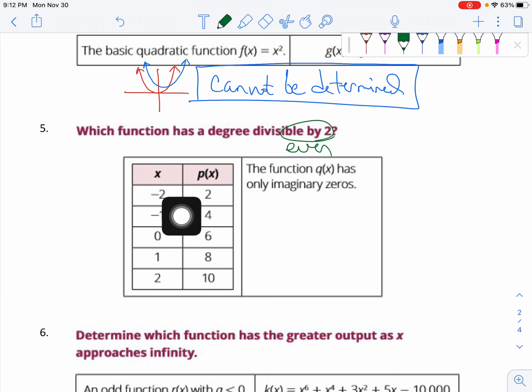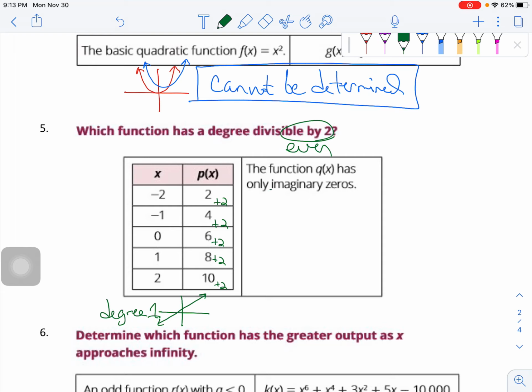What I can see, though, I've got p of x, and if I look at my outputs here, my y values, so this is 2, 4, 6, 8, 10. This is increasing by a steady amount each time. So if I were to graph this, what would end up happening is I would actually be graphing, let's see, some form of a straight line. Okay, just a quick little sketch here. So this has a straight line, which means this is degree 1. So yeah, degree 1, not so much divisible by 2.